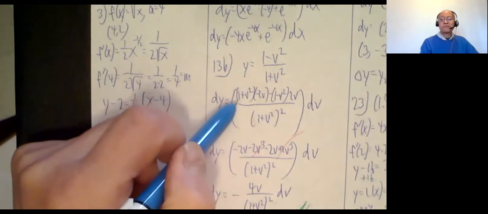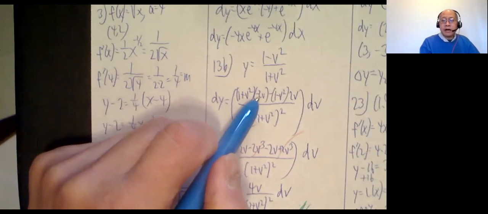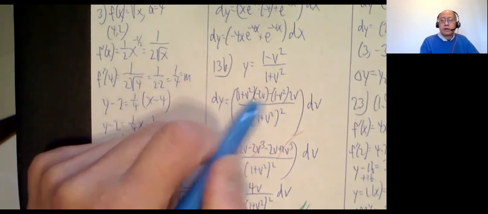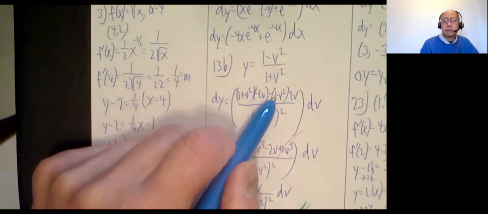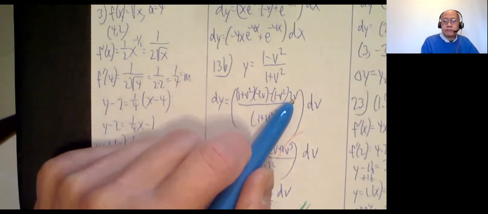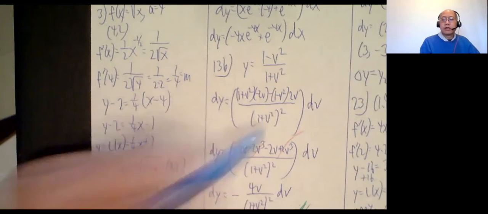And right behind my ruler here, you take the derivative. So here we go. Bottom times the derivative of the top. Derivative of the top is negative 2v, minus the top, 1 minus v squared, times the derivative of the bottom, 2v, all over the bottom squared, 1 plus v squared, squared.